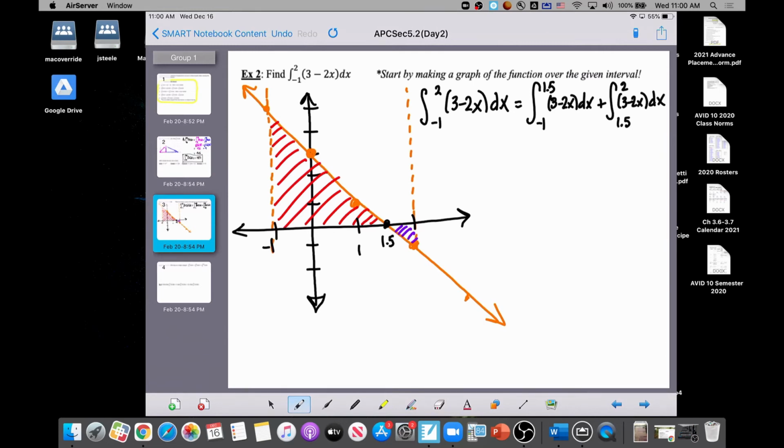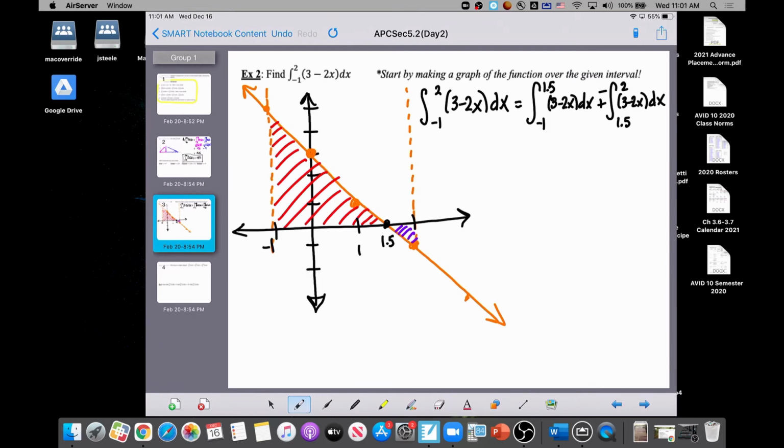And again, the red triangle that I sketched in is going to be a positive area. And, oh, sorry, I need a negative sign right there. The purple triangle that I sketched in is going to be negative because that area is below the x-axis.